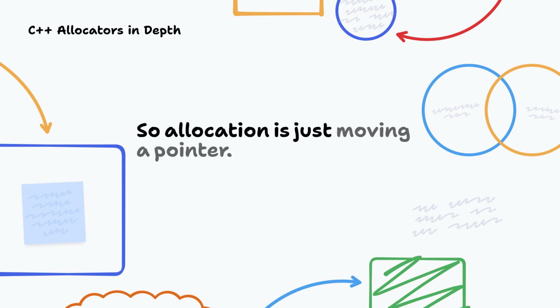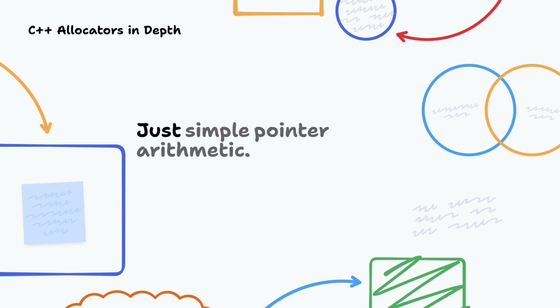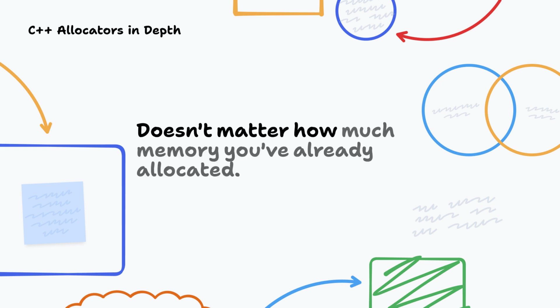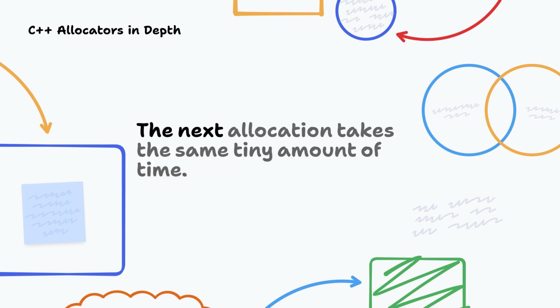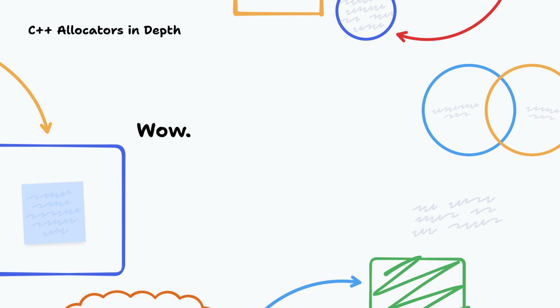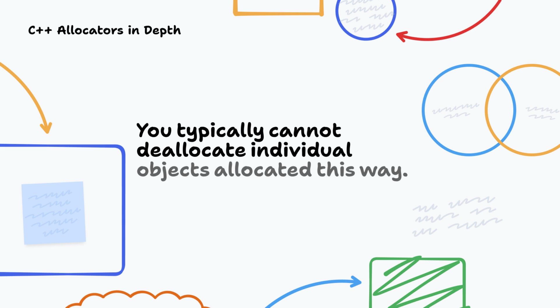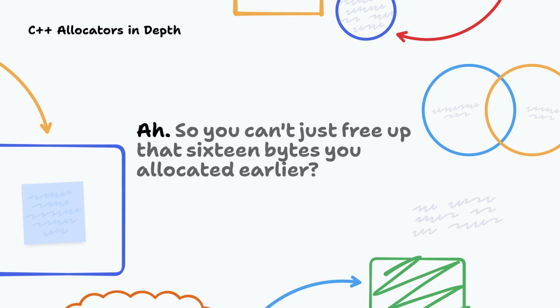So allocation is just moving a pointer. Yep. Just simple pointer arithmetic. It's incredibly fast, O(1) constant time. Doesn't matter how much memory you've already allocated, the next allocation takes the same tiny amount of time. Wow. What's the catch? Sounds too good to be true. The catch is deallocation. You typically cannot deallocate individual objects allocated this way. Ah, so you can't just free up that 16 bytes you allocated earlier.